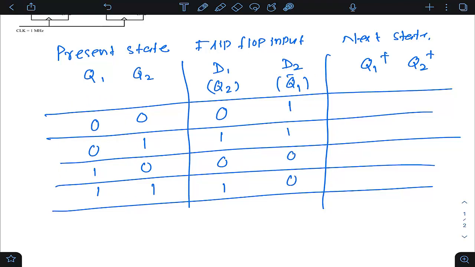Now you know the flip-flop inputs and the present state, and you have to get the next state, so you have to make use of the state table. For a D flip-flop, Q plus equals D. So Q1 plus, because it's a D flip-flop, is simply D1. If it had been a T flip-flop, then I would have gone with T XOR Q. Similarly, Q2 plus is simply D2. So I'll simply copy D1 and D2 here: D1 is 0, 1, 0, 1 and D2 is 1, 1, 0, 0.